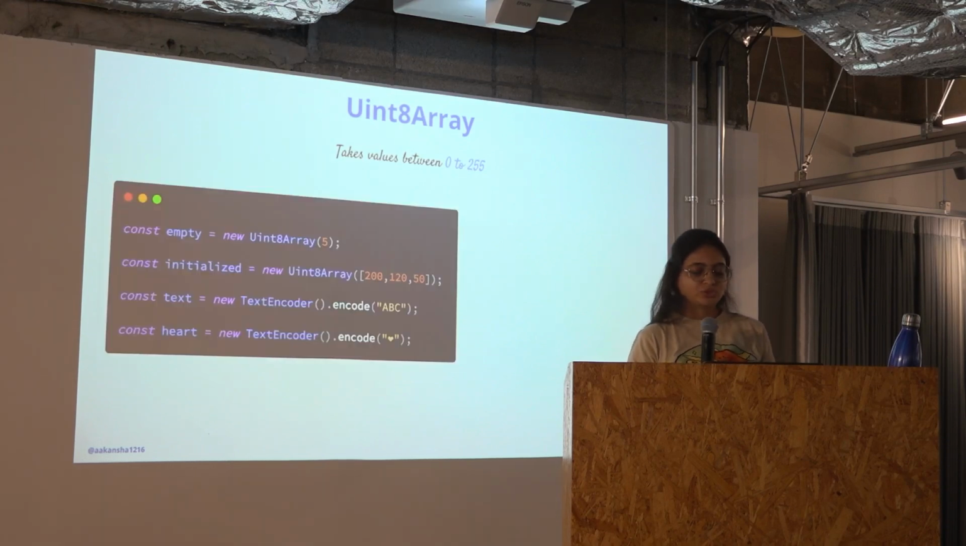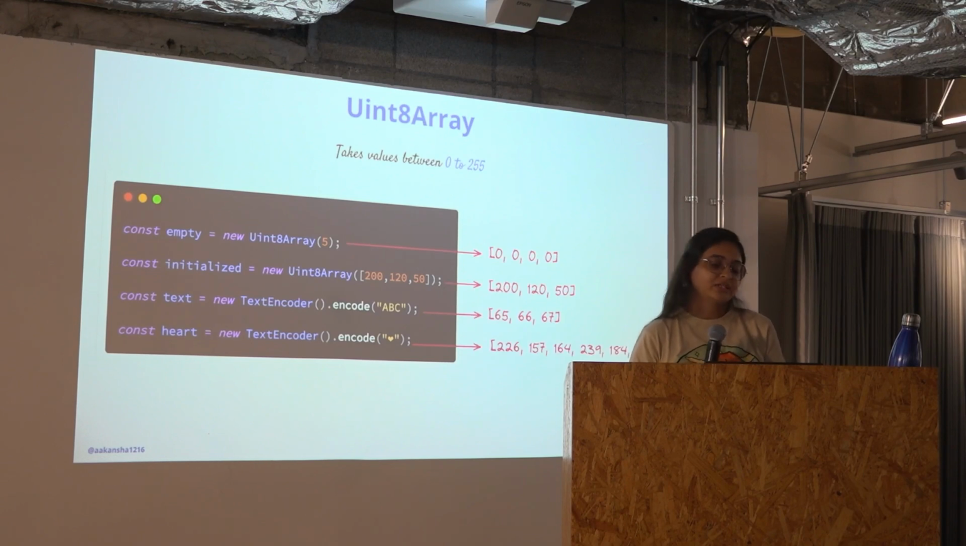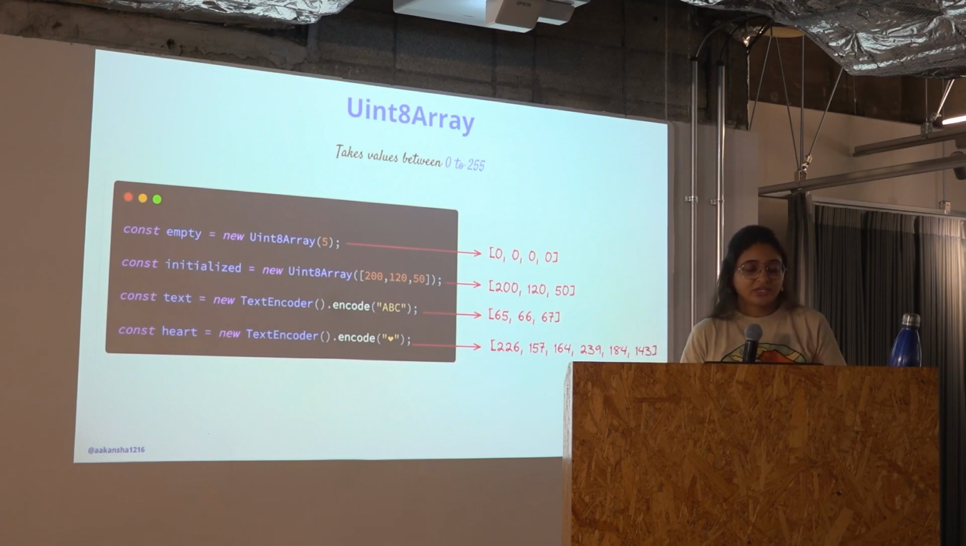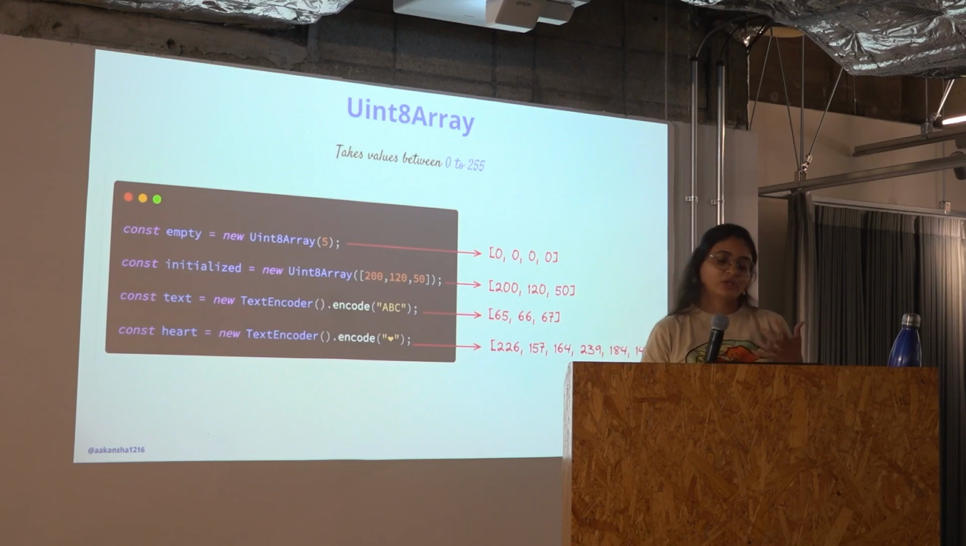There are many ways to use it. You can initialize it with some arbitrary length and it will be filled with zeros. You can initialize it with some values and it will be initialized with those values. You can represent a string using the TextEncoder.encode API, and that will also give you the bytes. And it works for emojis as well. So it pretty much covers a lot of use cases.